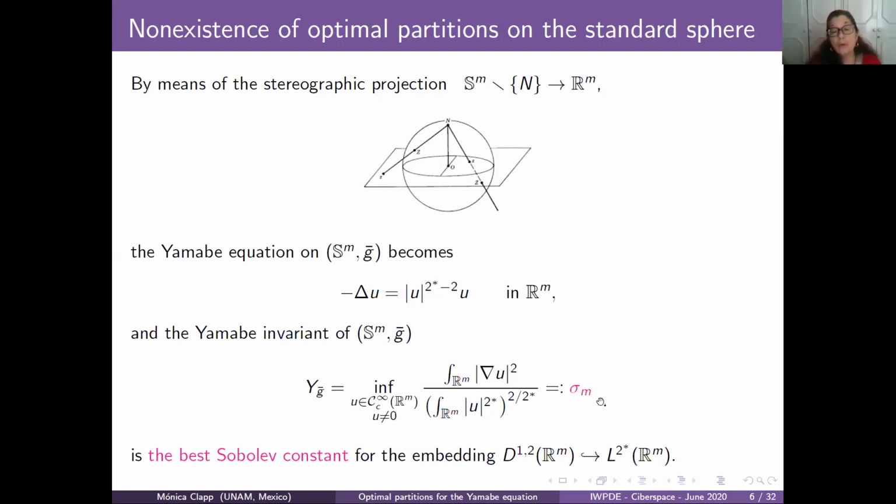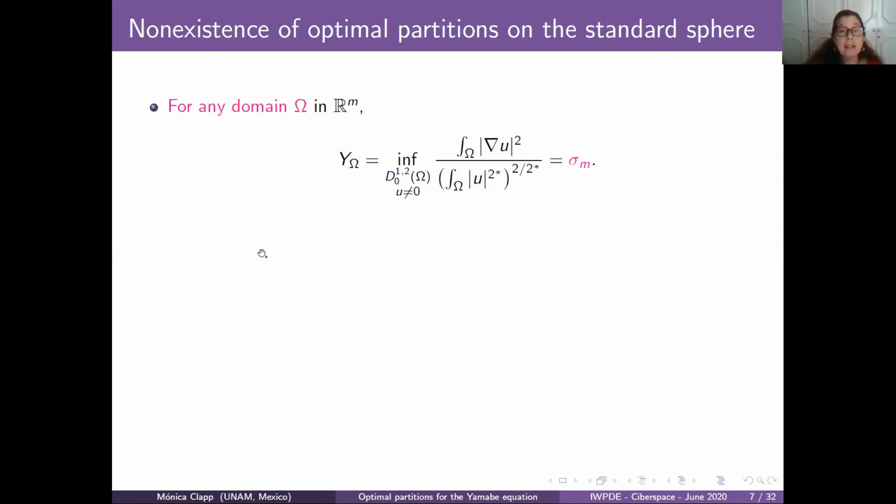Now, as we all know, this infimum is attained by the standard bubble and by any translation and dilation of it. This means that we may translate the standard bubble to center it at a point inside any domain omega, and then dilate it as much as we want. And what remains outside is negligible. So this quotient, now only on the domain omega, is again the best Sobolev constant.